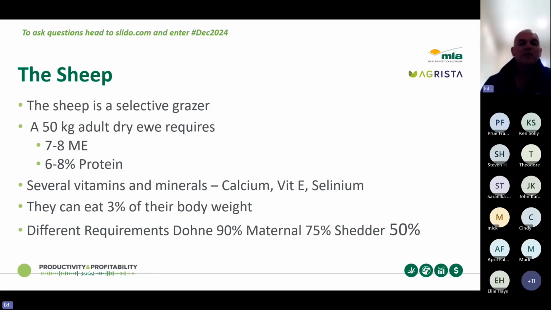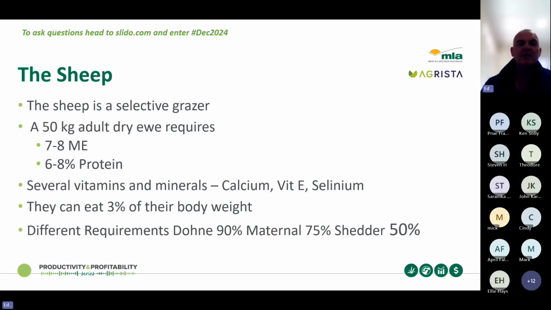So we've talked about the farm and a bit of auditing. What are the requirements of a sheep? Now, if you're looking at a merino sheep, they're a very selective grazer. They tend to pick out the best parts of the pasture. They'll go back over and take the next best parts of it, and then they'll go again and again, and just keep selecting the best parts of it. The maternals less so, and shedders even less so. So that's just an aspect of the sheep.